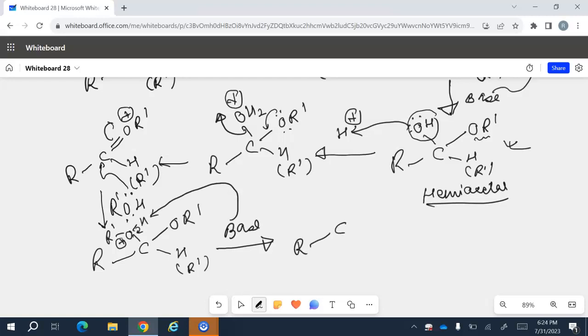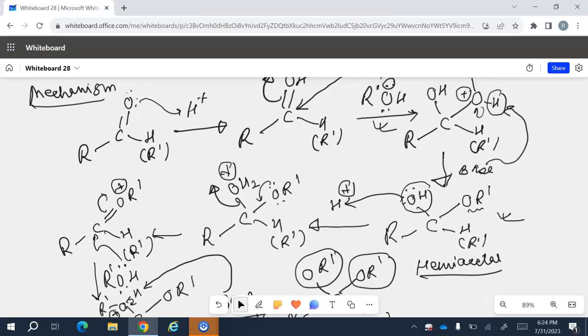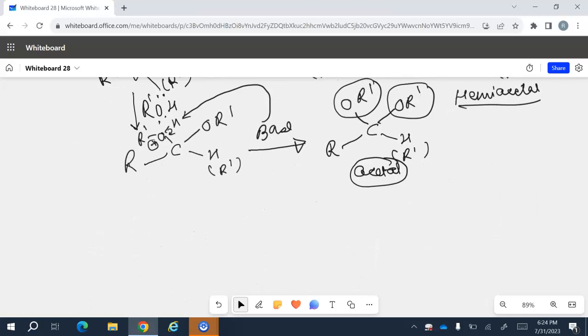So you have RCH or R', you have OR', and the other is OR'. So this is how you put in two alkoxy groups, and we call this an acetal. So this is the complete mechanism for the formation of an acetal. You have to do the same reaction twice in order to put in two alkoxy groups. Now the question is, so what? So what is the application of this?